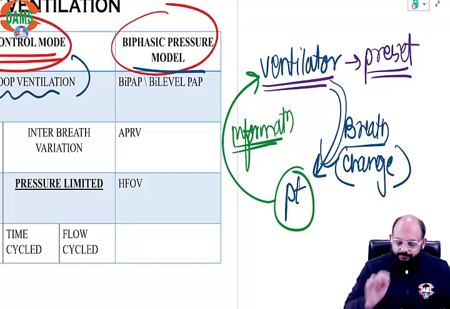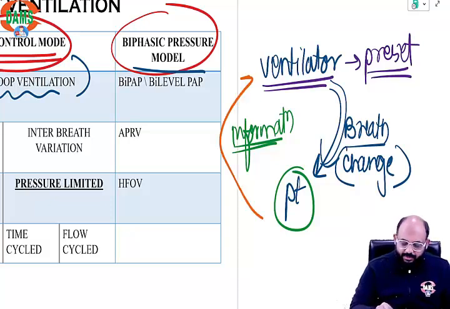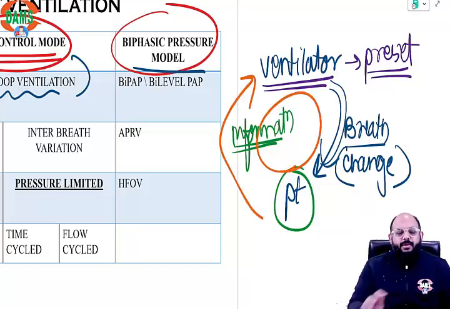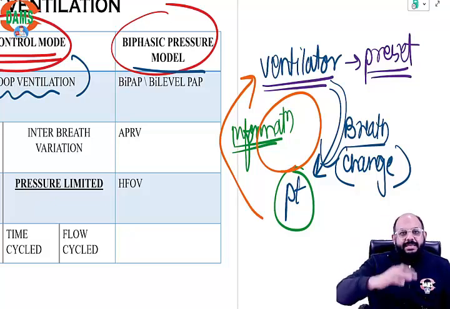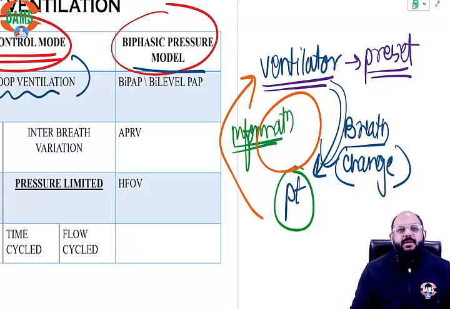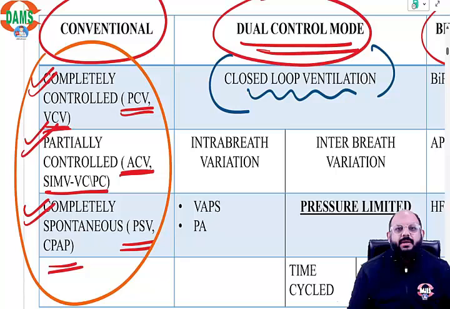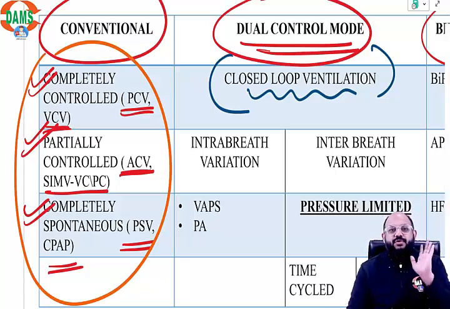Based on the information by the ventilator, it becomes a closed loop. So it is a feedback cycle, where the ventilator will adjust according to the feedback given by the patient, which doesn't happen here. In conventional modes of ventilation, usually there is no closed feedback.